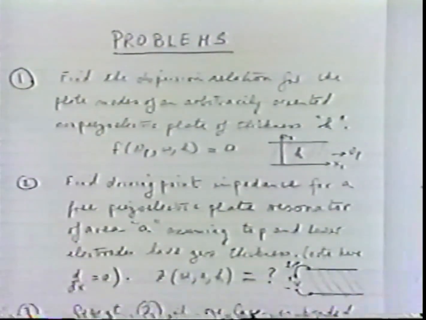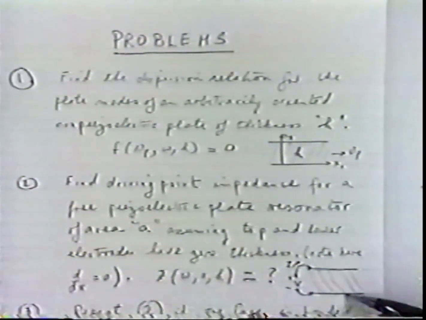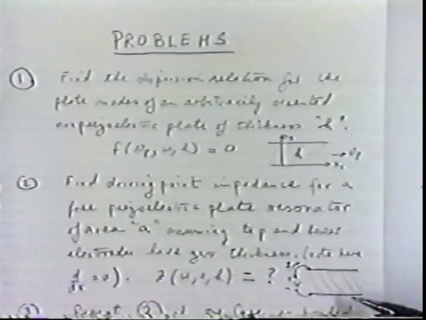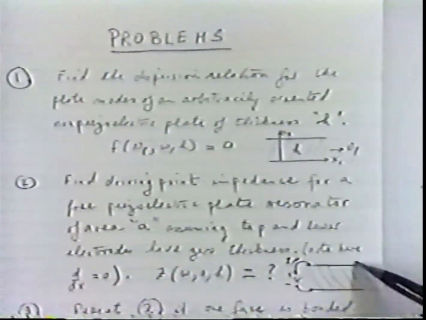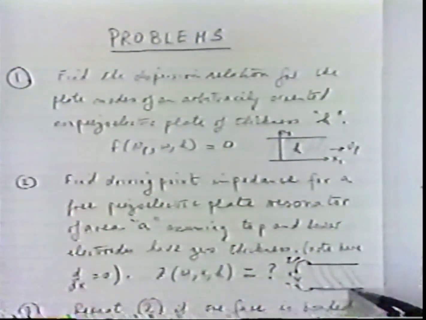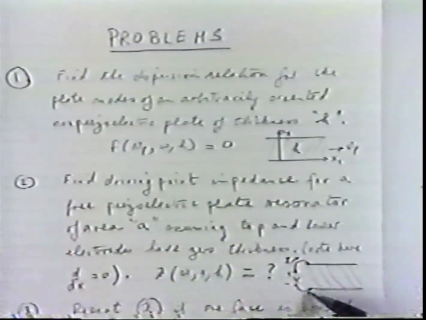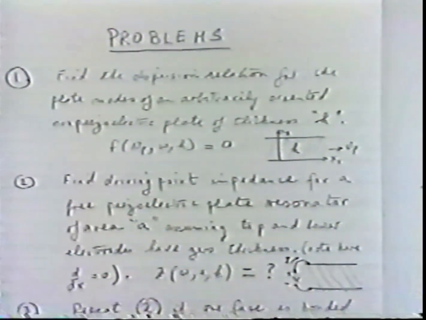So you have to solve a problem that has two free boundary conditions. You have metal electrodes on the top and bottom. So mechanically the top and bottom are free. Electrically the top and bottom are shorted or have a constant potential V across them. And you should be able to write some kind of an expression for the driving point impedance of this kind of a problem.